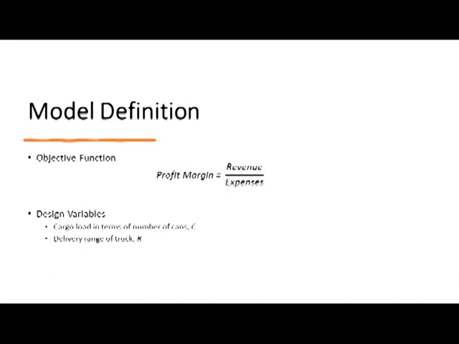So to define our model, our objective function will be profit margin, which is the ratio of revenue to expenses, and our design variables are the cargo load of the truck in terms of the number of cans loaded onto it, with the given variable C, and the delivery range of the truck with the given variable R.